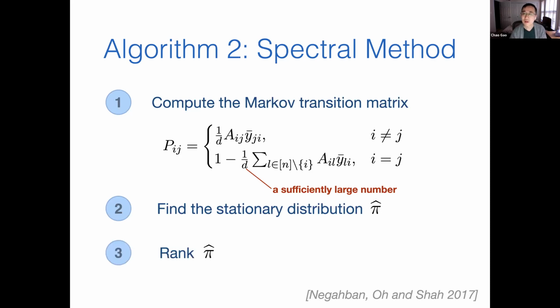And then you can rank the players according to the values of this probability vector, right? So the spectral algorithm definitely, yes.